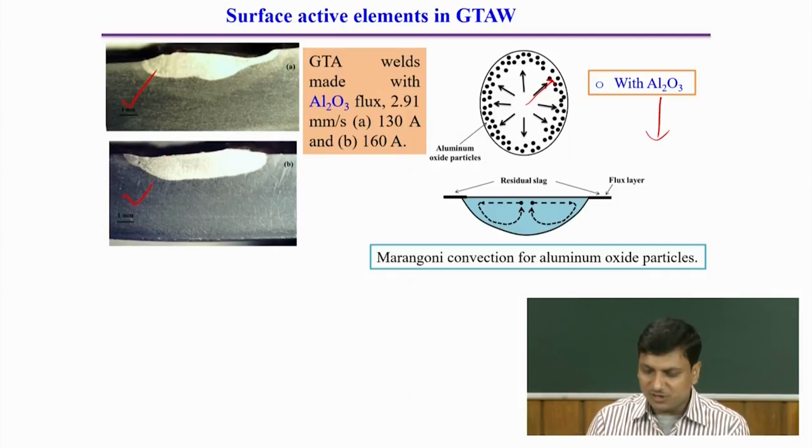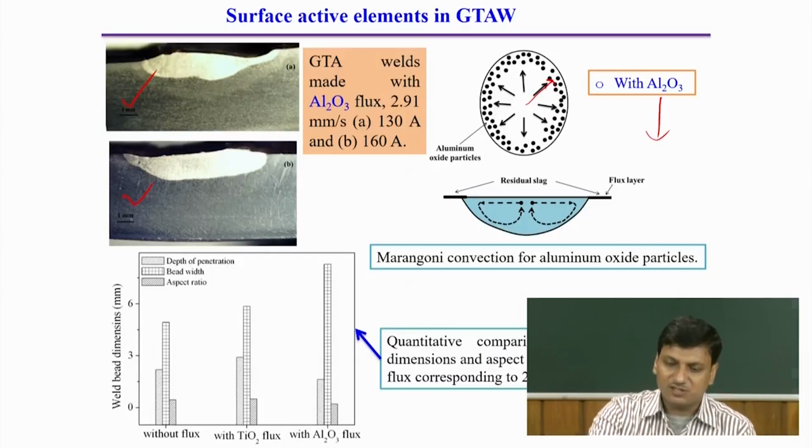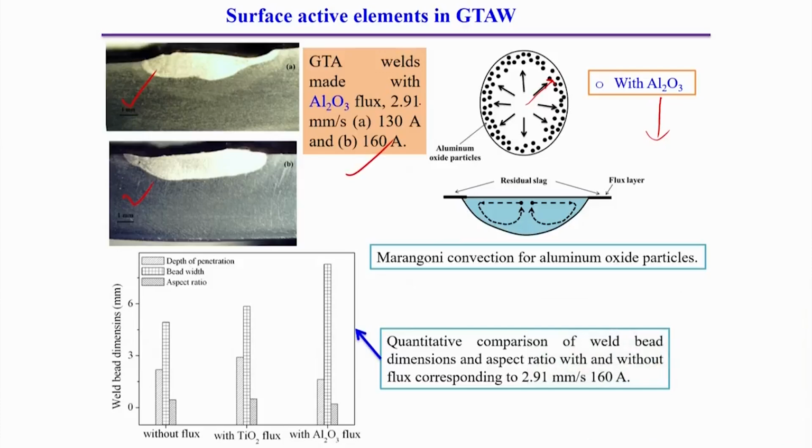So, the width actually increases for this specific condition. Overall, if we see the quantitative comparison of the weld, for example the weld width dimension and the aspect ratio with and without the flux, the aspect ratio is moderately increased in these two cases, but with Al2O3 there is not much increment, that means it is not effective as a surface active element during the welding process.